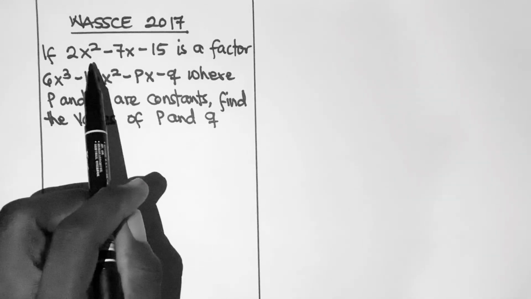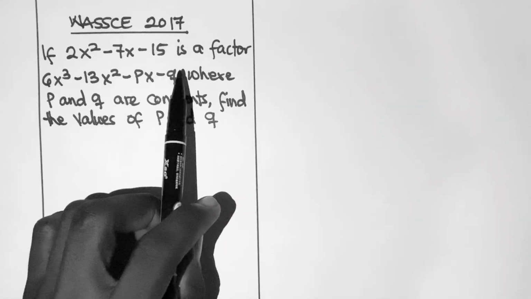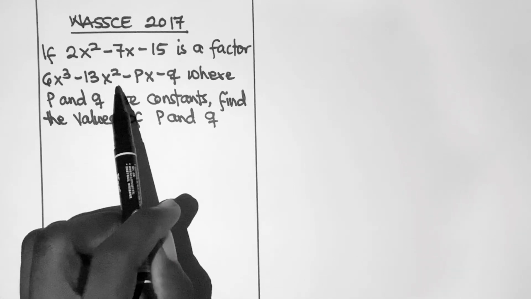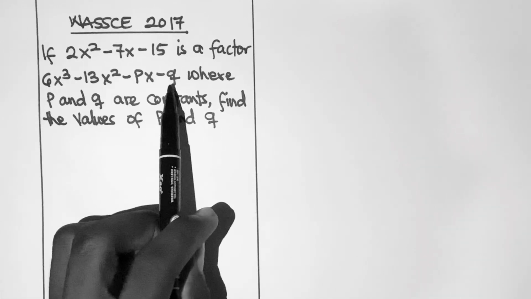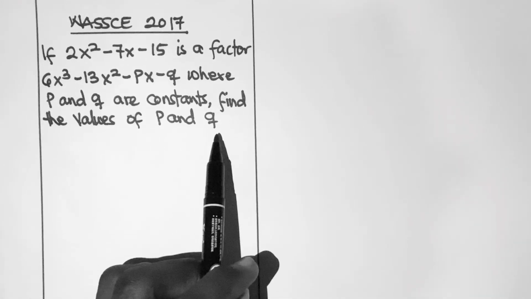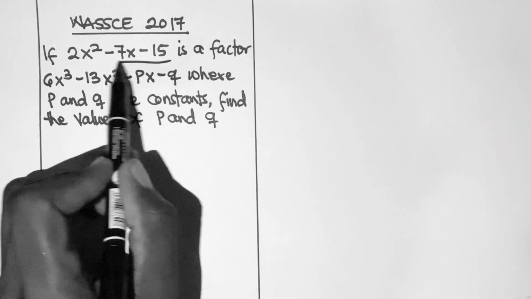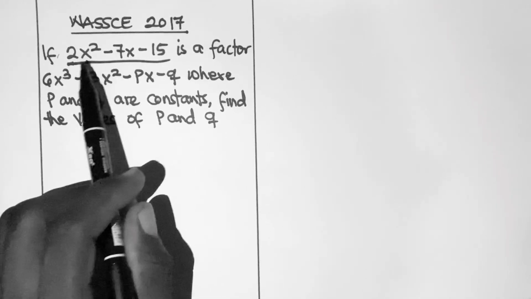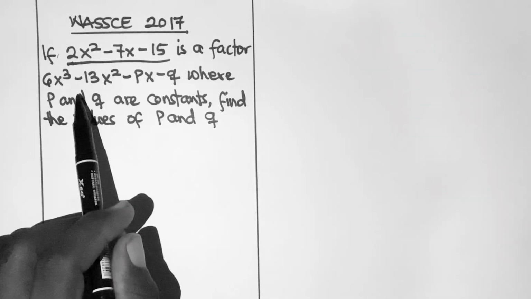If 2x squared minus 7x minus 15 is a factor of 6x cubed minus 13x squared minus px minus q, where p and q are constants, find the values of p and q. So if this is a factor of the polynomial, it means that the zeros of this quadratic equation are also the zeros of the polynomial.